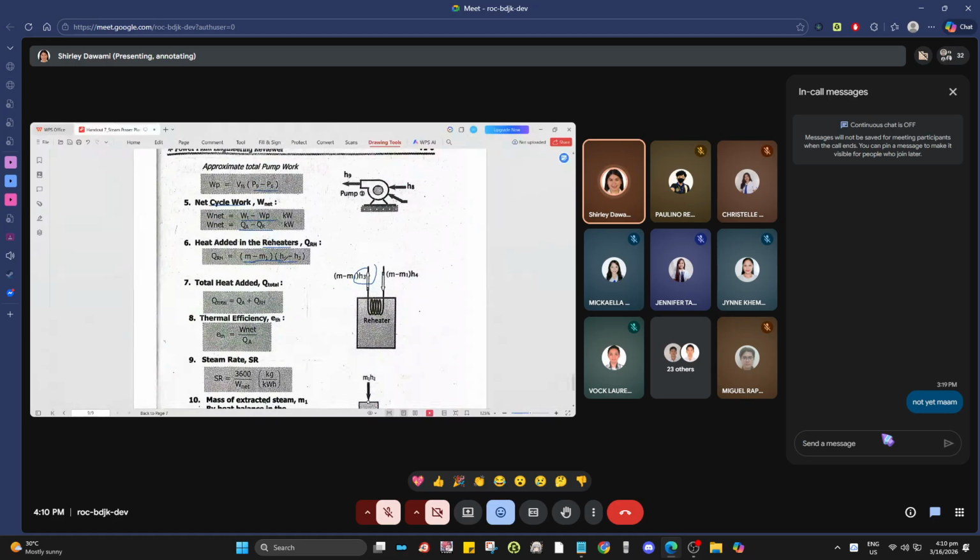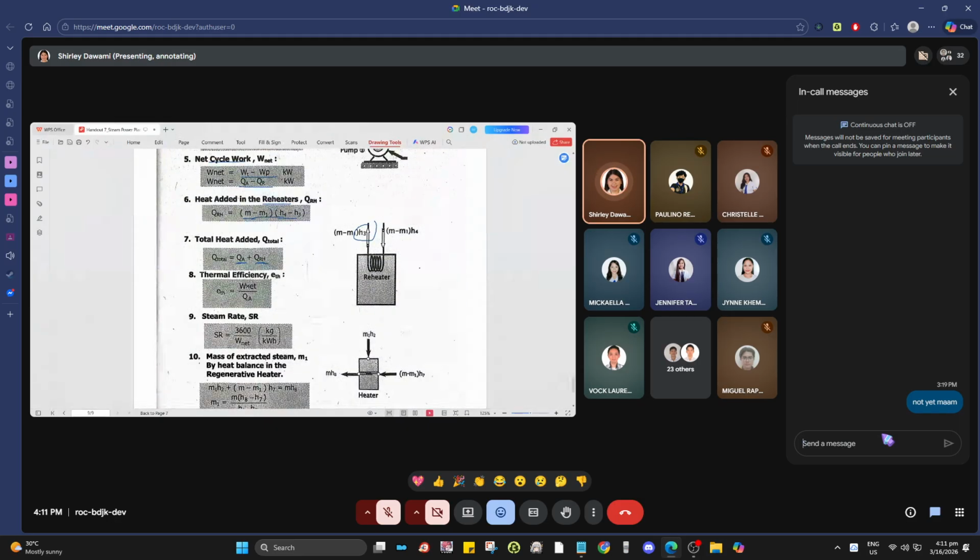As in the schematic, for the total heat added, Q total is equal to QA plus QRH. So QRH is also heat added, in the boiler, the resuperheating. Okay. For the thermal efficiency, that is work net over QA. For the steam rate, 3,600 divided by work net.